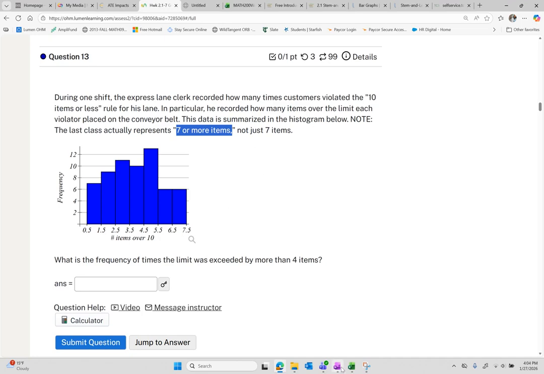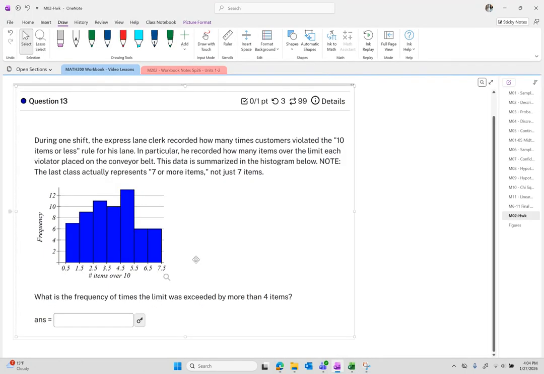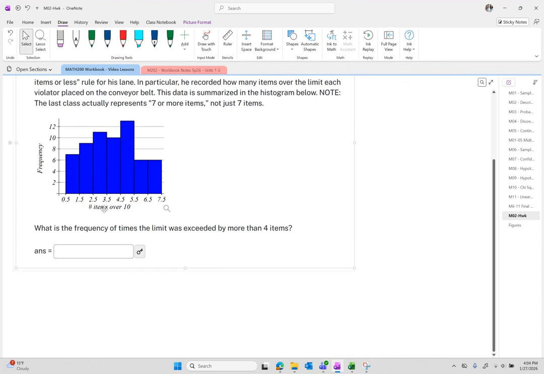Now, the reason I want to mention this is because if you pay attention to the graph, and I have copied it here, the data in the bottom, which is number of items over 10, these are decimals. And there is no way that any customer comes to the express checkout with 1.5 items extra. Your items are discrete numerical data. They are counting numbers.